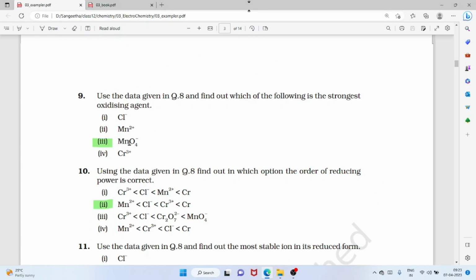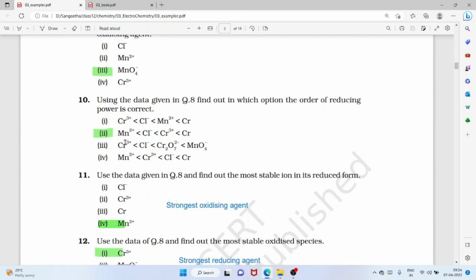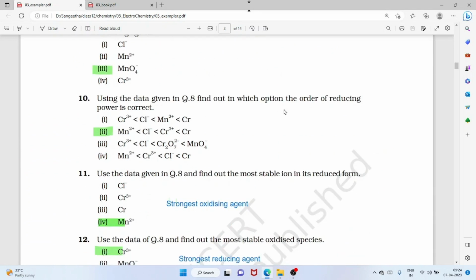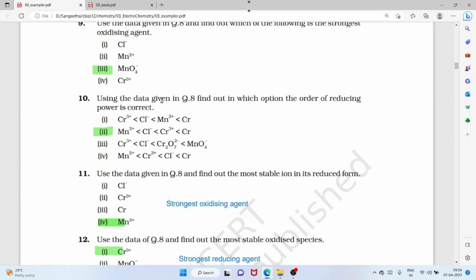The oxidizing agent which has the higher voltage is this one. Using this, we get the order of reducing power. Reducing power means the power of the reducing agent. So this is the strongest reducing agent and this is the least reducing agent.